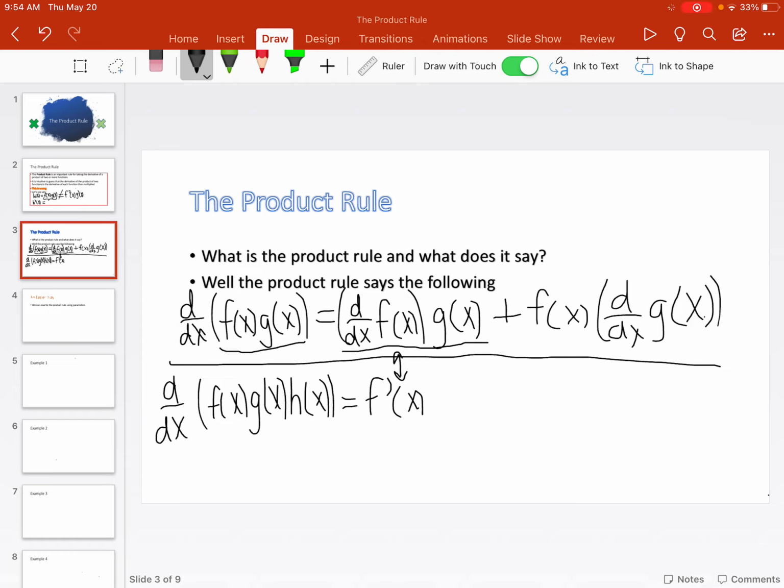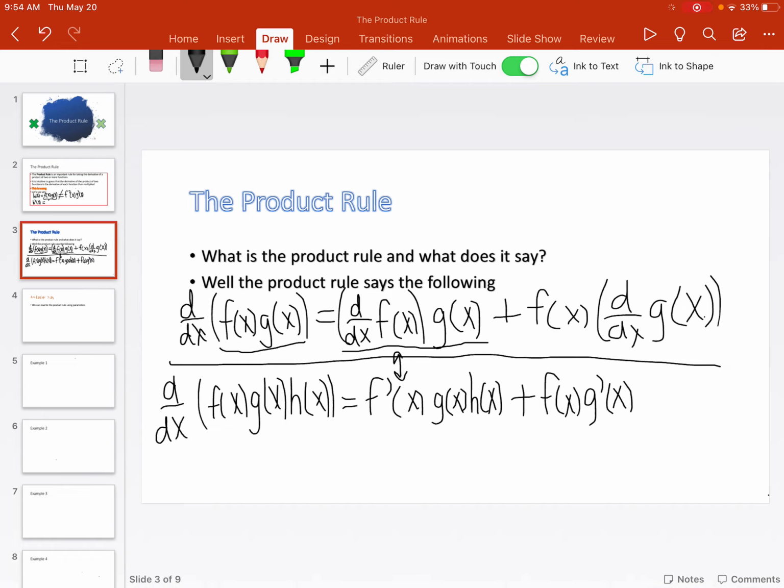So f prime of x times just g of x and h of x. We did not take their derivatives because it was f of x's turn to have its derivative taken. So plus now f of x times g prime of x.